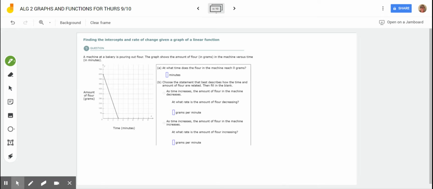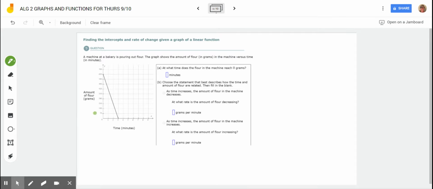All right, let's take a look. It says finding the intercepts and rate of change given a graph of a linear function. All right, a machine at a bakery is pouring out flour. The graph shows the amount of flour in grams in the machine versus time in minutes. All right, so in the beginning, it looks like this is 600.